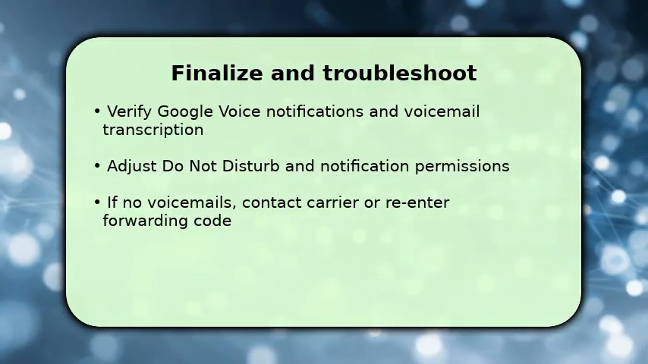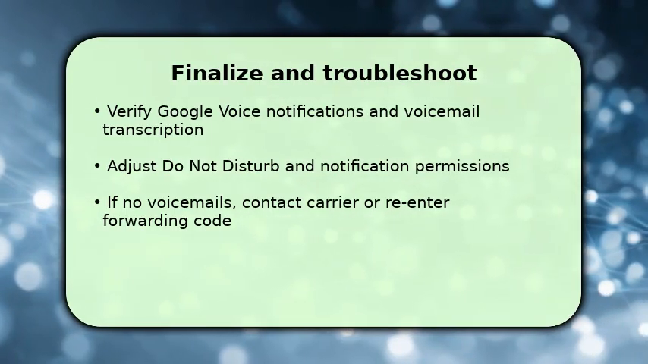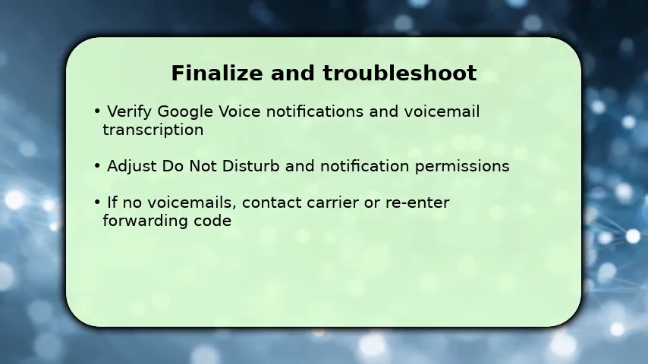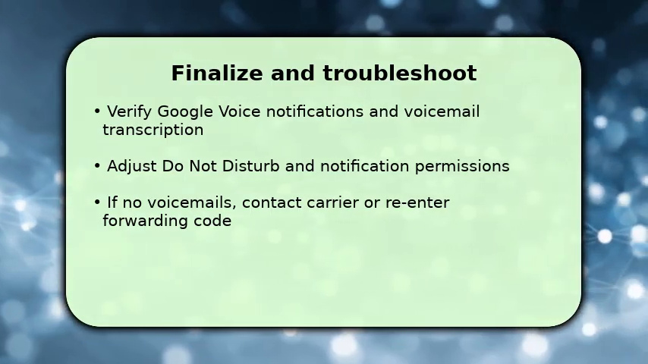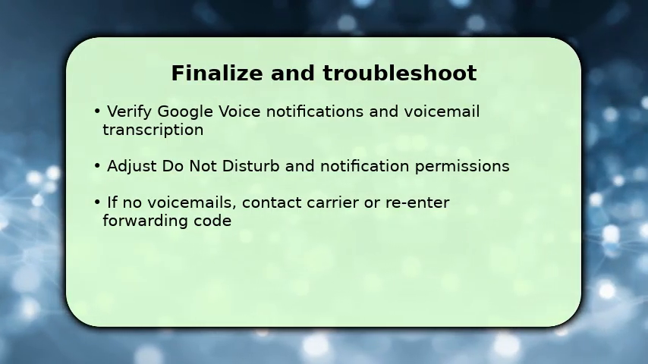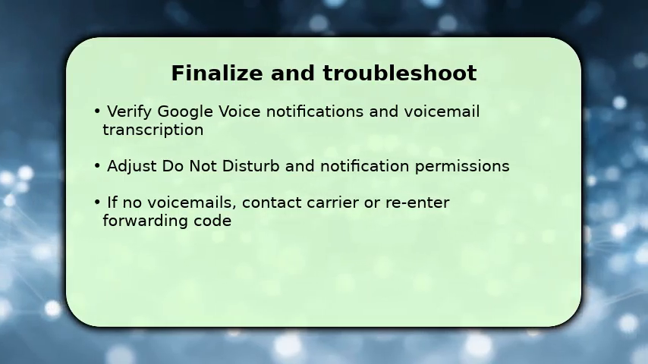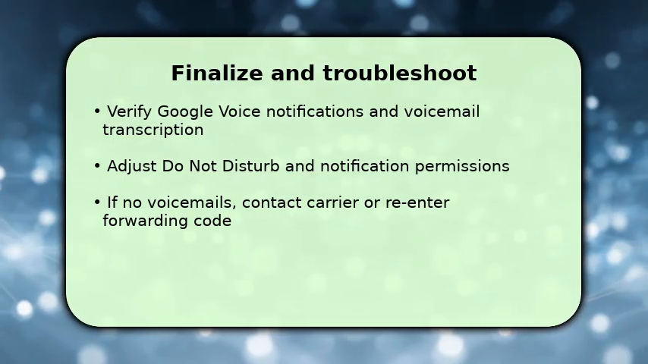If messages don't appear, recheck the forwarding code and reapply it, then reboot your phone. If problems persist, call your carrier to confirm conditional forwarding is permitted. That one troubleshooting step resolves most.